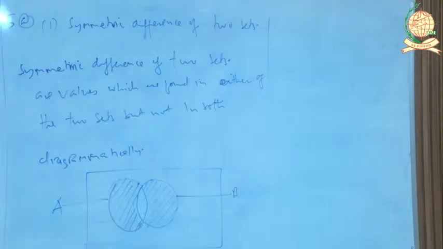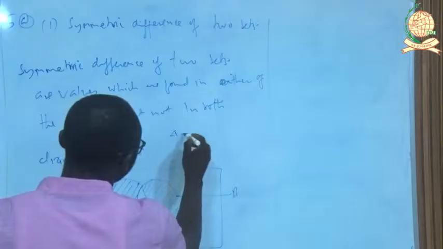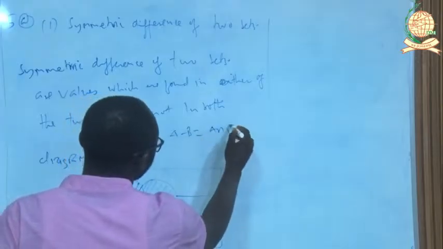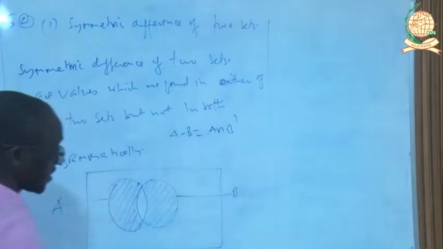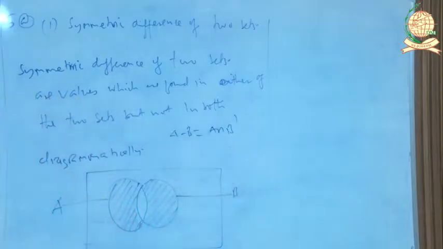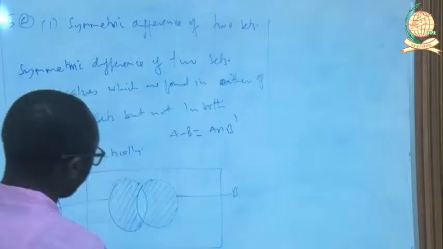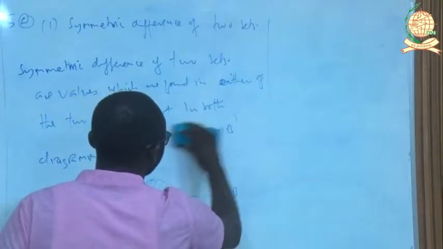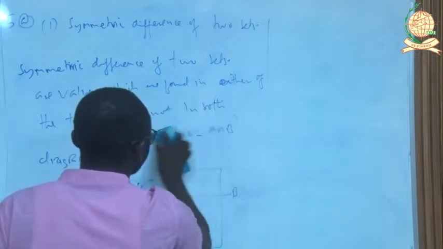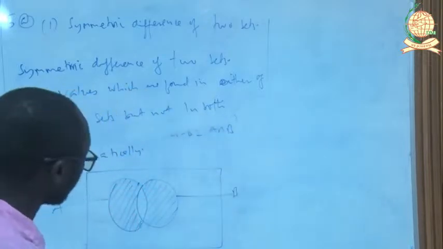It talks about the set values in A or in B, but not in both. And mathematically, if you take the difference of two sets, they are written as A intersection B complement. So you take the whole A, then you intersect with the complement of B. This is not the symmetric difference of sets. It is actually the difference of two sets.